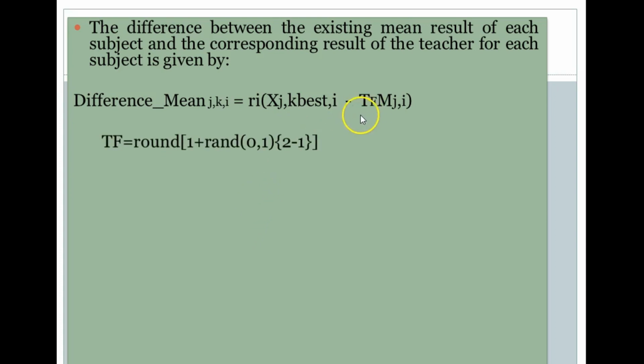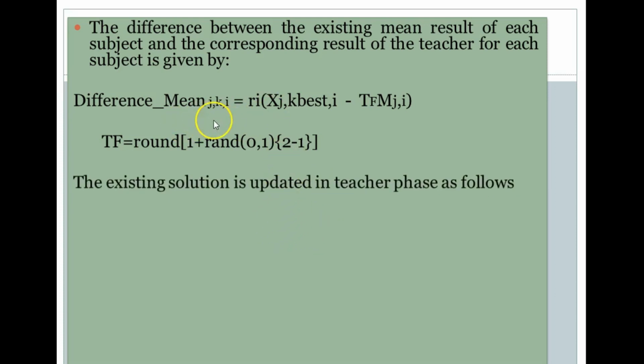Here you can see some terms like TF. TF is basically a teaching factor. Teaching factor is used to decide the value of mean to be changed, and the TF is decided randomly by the algorithm, and it can take any value 1 or 2, and these values can be taken with equal probability by using this formula. TF equals round of 1 plus rand(0,1).